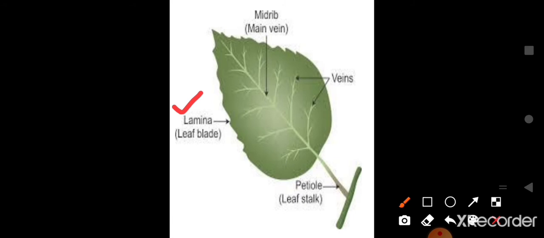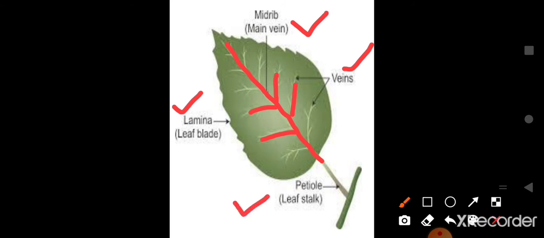Next, the thick central line which is running from the center of the leaf, this line is known as midrib or main vein. And the side lines which are coming out from the main vein, these side thin lines are known as veins. And the part of the leaf through which the leaf is attached with the stem of the plant is known as petiole or leaf stalk.